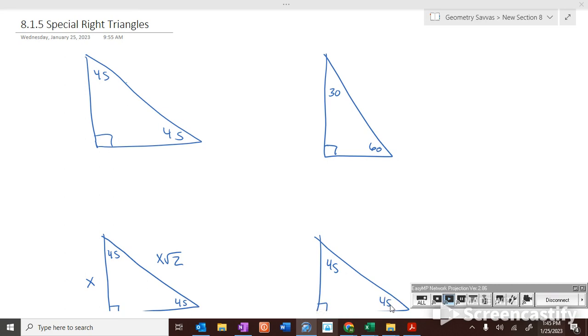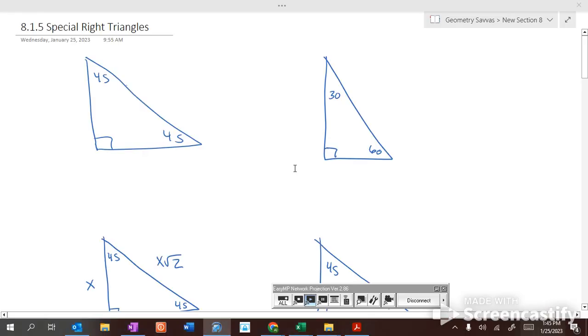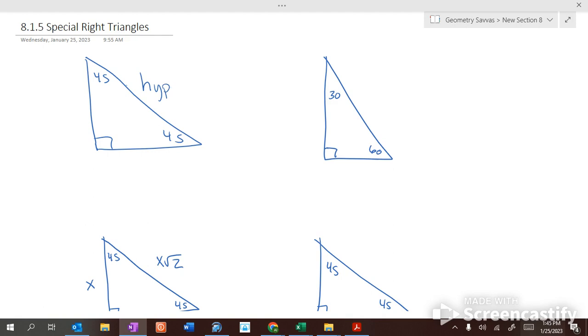What we'll be doing is working with 45, 45, 90 triangles and 30, 60, 90 triangles. Okay? So, those are two special types of right triangles. Now, you have to know where the hypotenuse is of each and which ones are legs.